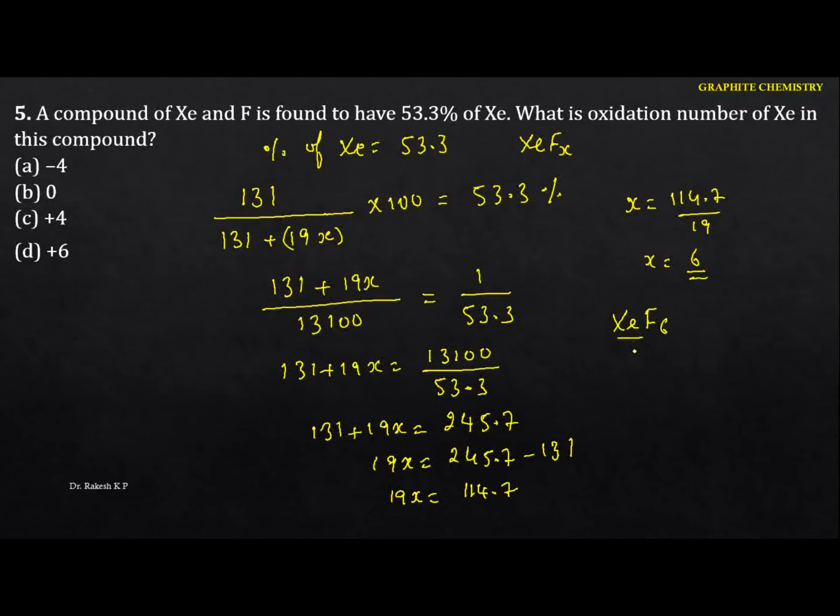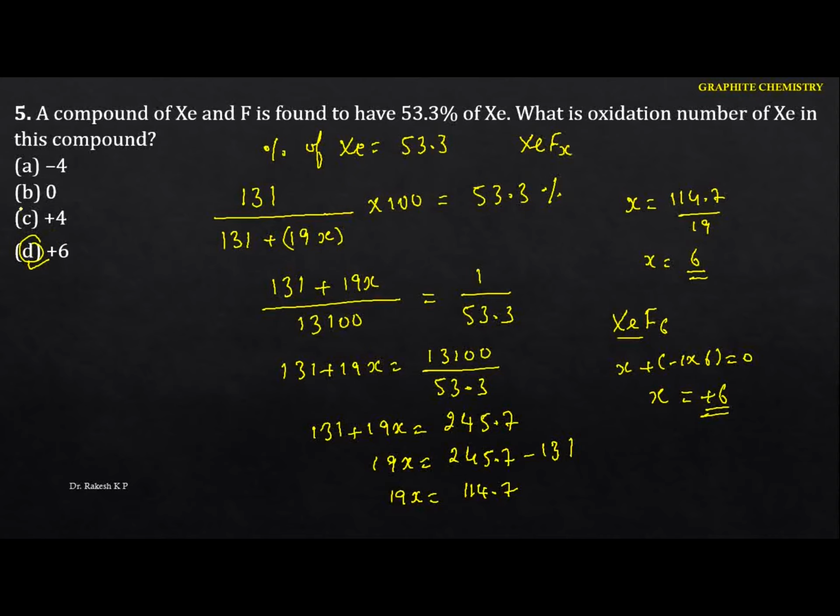Here we have to calculate the oxidation state of xenon. So x + (-1)(6) = 0. Hence the value of x becomes +6. Hence in this case the option will be D.